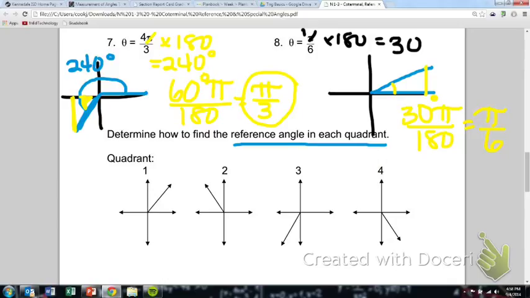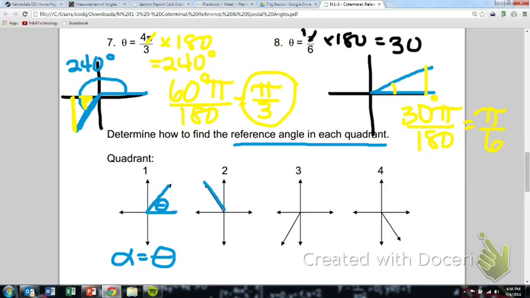So if this is our angle here, theta, the reference angle, which I think they use the letter alpha up at the top here, is equal to theta. It's its own reference angle, right? And this Greek letter theta is often used to represent an angle. So in quadrant 1, these angles are their own reference angles.